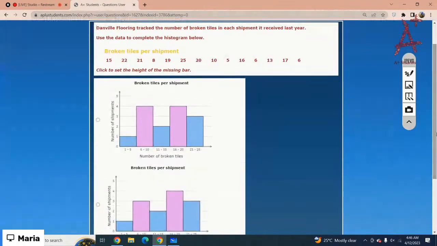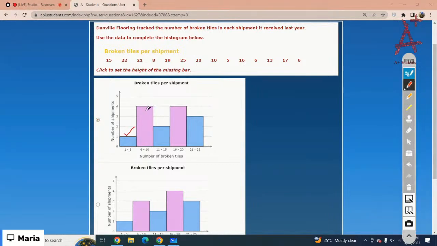Dan will track the number of broken tiles in each shipment it received last year. Use the data to complete the histogram below. Just match the values and count them. Here you have 1 to 5. See how many values we have from 1 to 5. We have just one, so here it is on the 1.